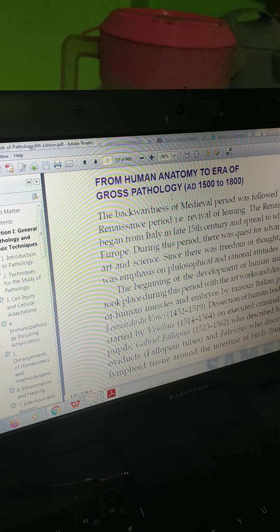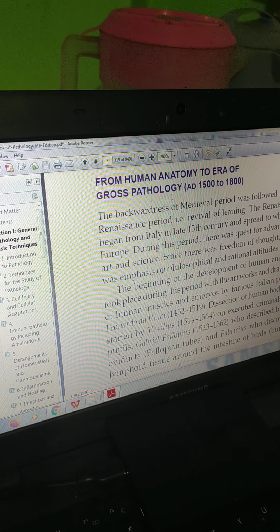From human anatomy to era of gross pathology. The backwardness of the medieval period was followed by the Renaissance period, i.e. revival of learning. Renaissance began from Italy in the late 15th century and spread to the whole of Europe. During this period, there was quest for advances in art and science. Since there was freedom of thought, there was emphasis on philosophical and rational attitudes again.